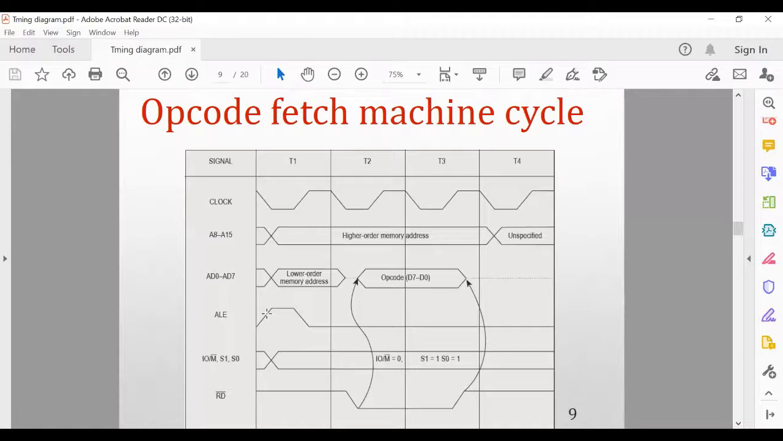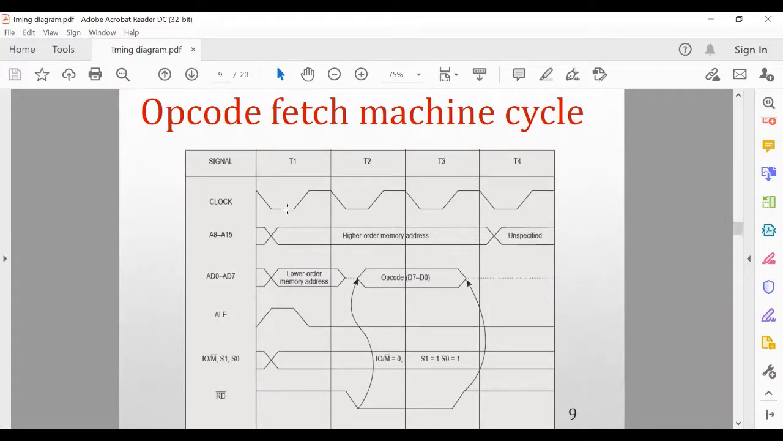What is the full form of ALE? Address latch enable. So when the latch is enabled, the address will be transferred. When the latch is enabled, the signal will be high. When the latch is disabled, the signal will be low. And when the latch is enabled, only the lower order address will be transferred through this bus. And when the latch is disabled, the same lines will be used for data.